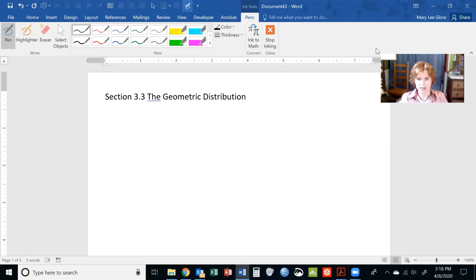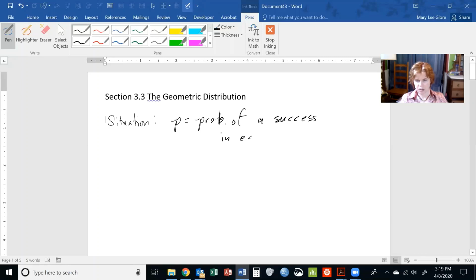Now we're going to talk about the geometric distribution. All right, so this is similar to the binomial distribution. Let's talk about what the situation is. We still have a situation where P is the probability of a success, and that's in each trial. So it's the same where I have a fixed probability of success for each trial.